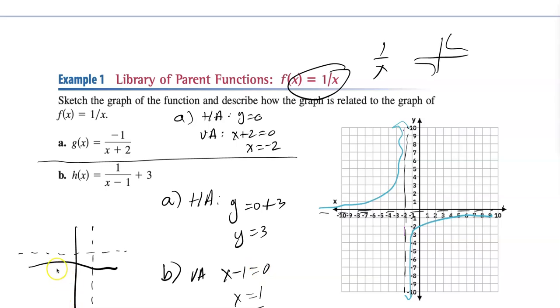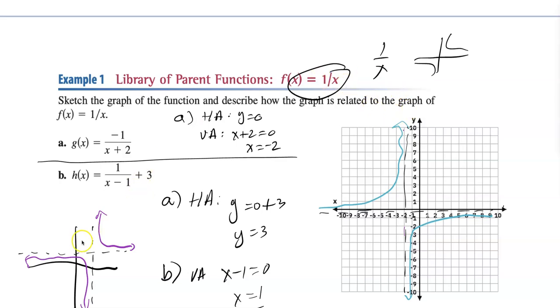Then we could pick a point on each side and plug it in, see what we get. But it's a 1 over x graph, so we know it looks like this. And there's no flip, so it's going to be the right side and the bottom left side. So the graph looks like this. And there we go. Right?